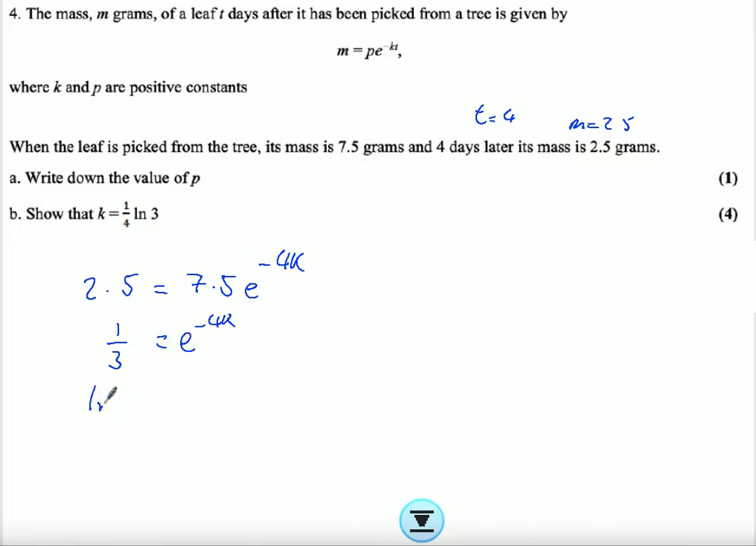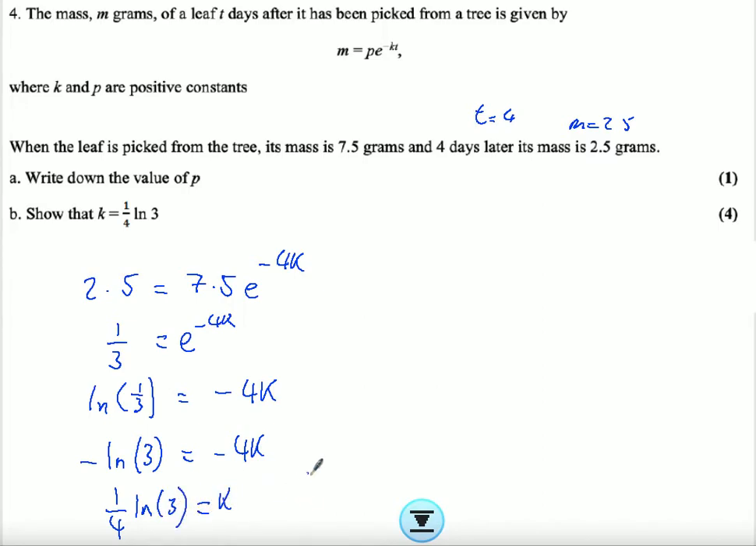I'm going to take natural logs of both sides. So that's going to be negative 4k. So we want it in terms of ln 3, and here we've got ln 1/3. Now 1/3 can be written as 3 to the power of negative 1, right? So I can write this as negative ln 3. I suspect that's where people might fall down on this question. So divide both sides by negative 4, and you're going to get 1/4 of ln 3 equals k, just as required. But it is a show that question, so we can now use that in any future parts.